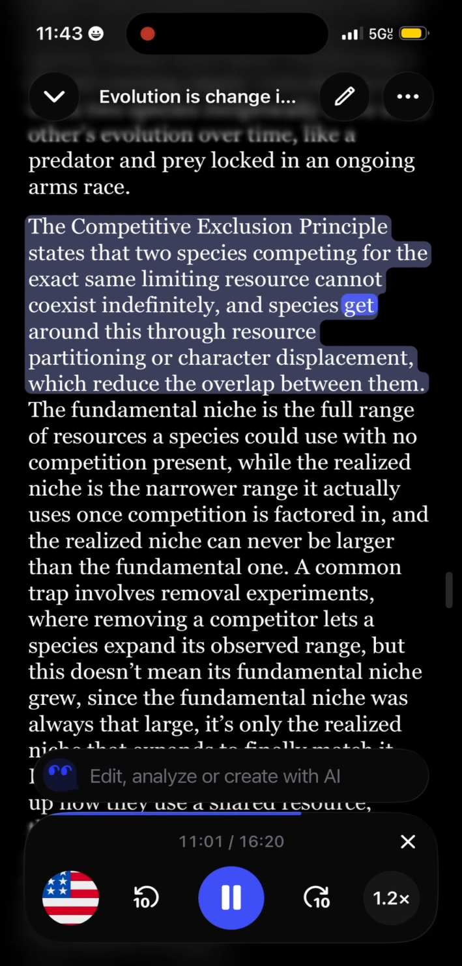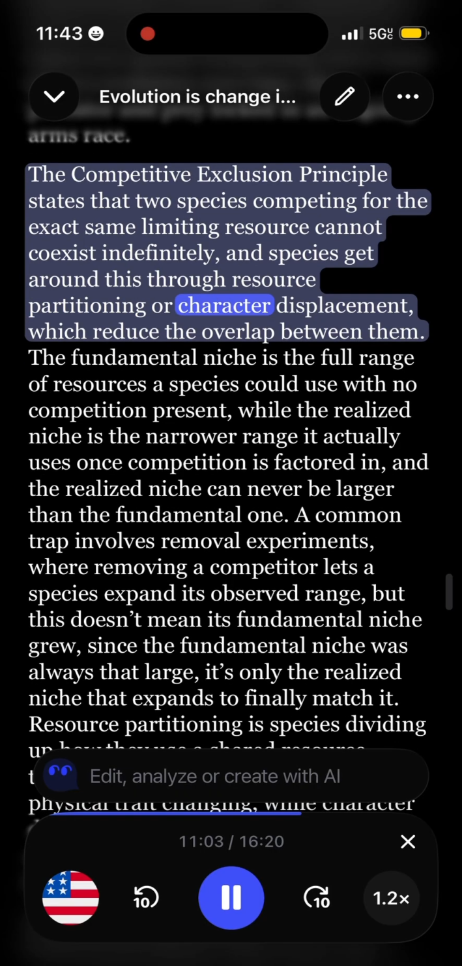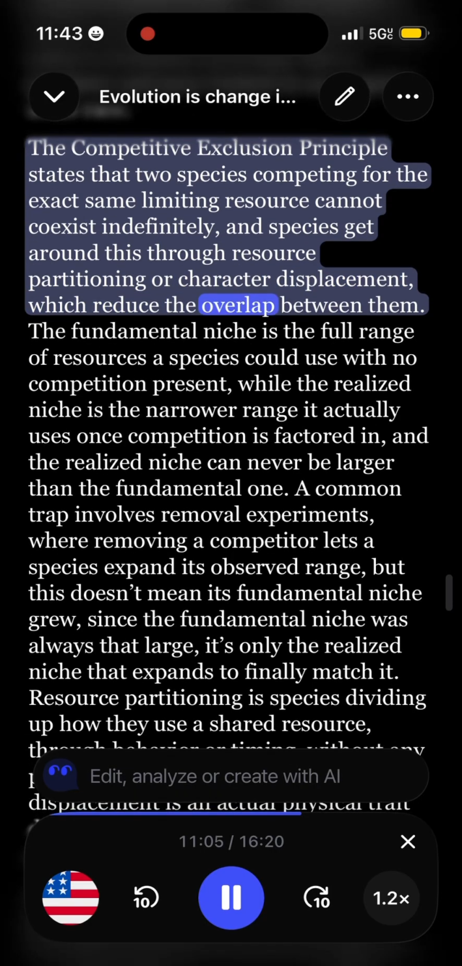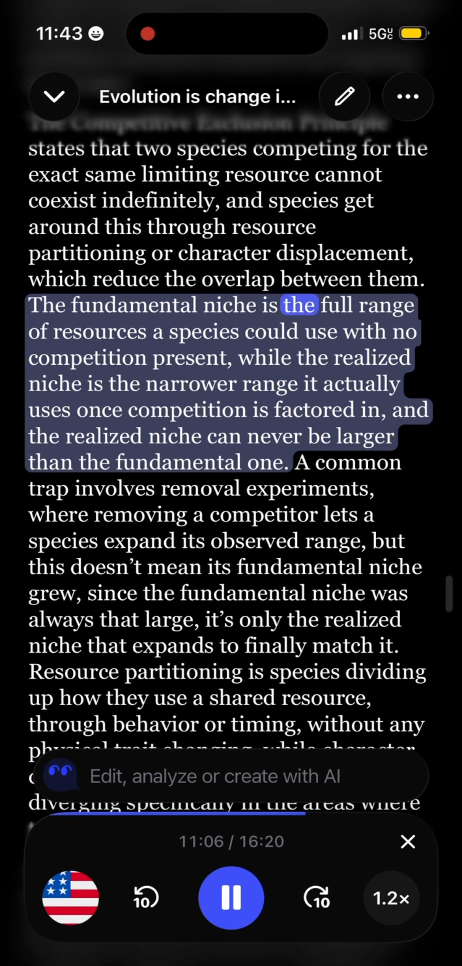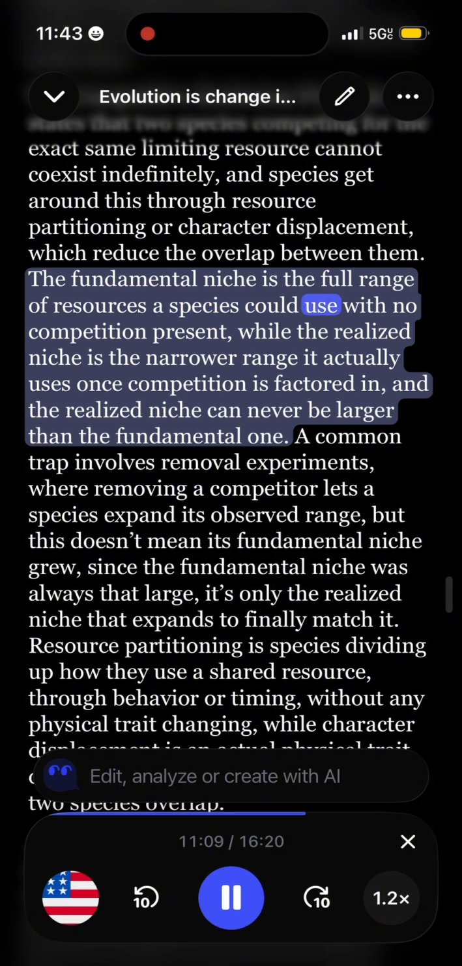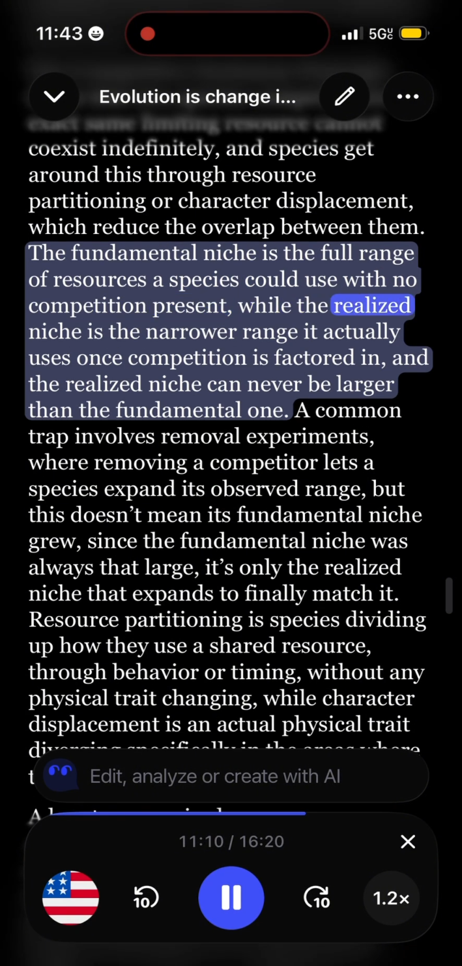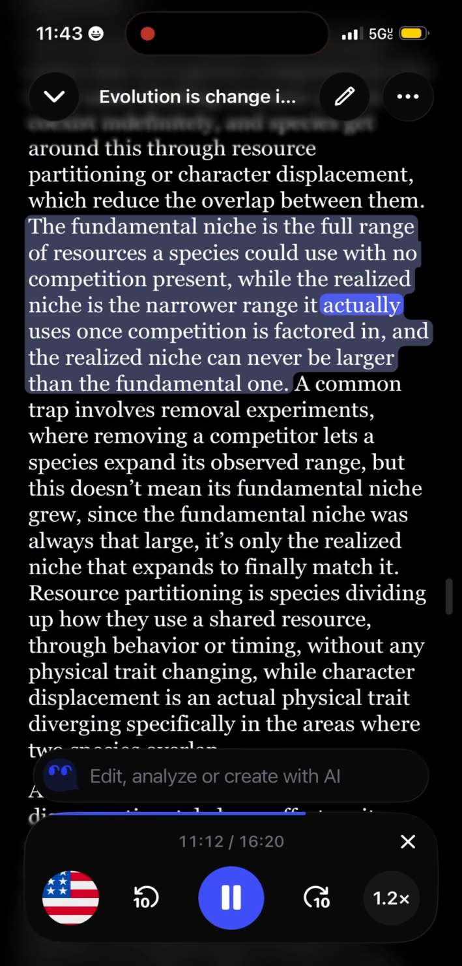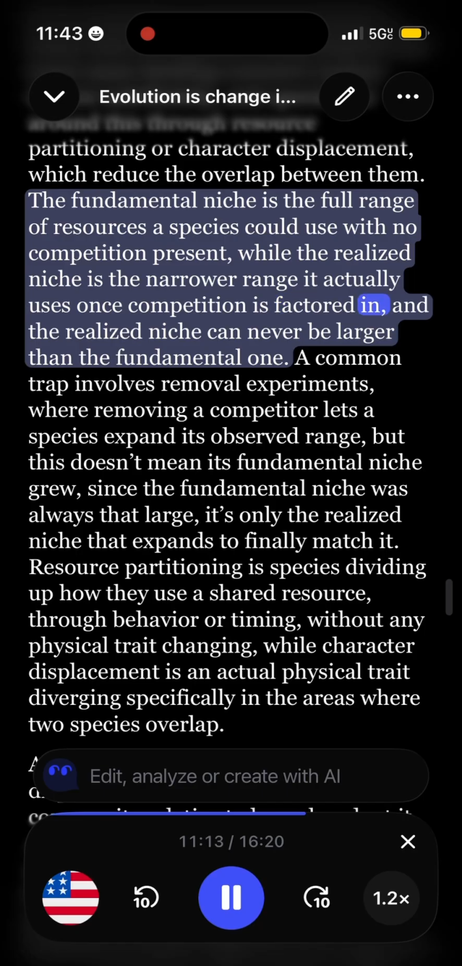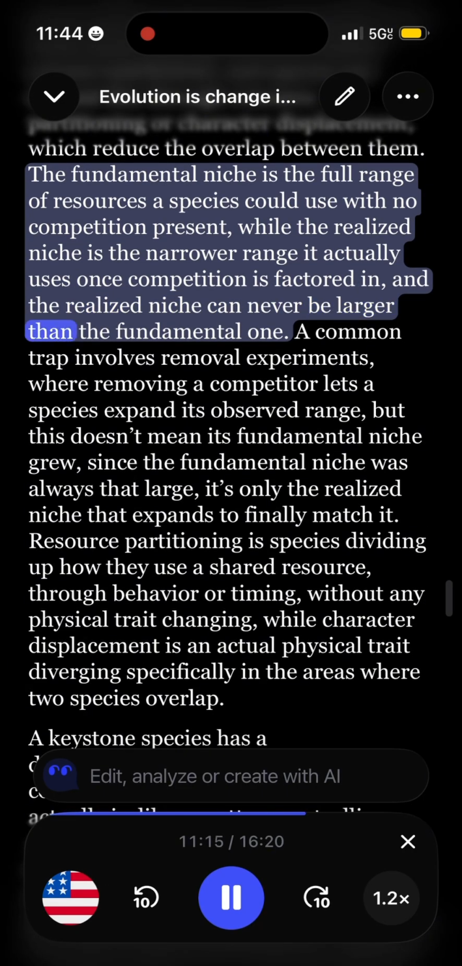The competitive exclusion principle states that two species competing for the exact same limiting resource cannot coexist indefinitely, and species get around this through resource partitioning or character displacement, which reduce the overlap between them. The fundamental niche is the full range of resources a species could use with no competition present, while the realized niche is the narrower range it actually uses once competition is factored in, and the realized niche can never be larger than the fundamental one.